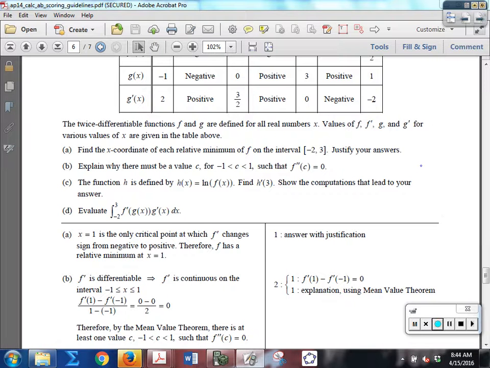I could do it if it's not. Like if this right here, whatever this slope is right here, there has to be some value where the slope of the tangent line is equal to the slope of the secant line. So that's what the mean value theorem is. And it has to be somewhere between this x value and this x value. So right here, by the mean value theorem, there's at least one value in there where that's equal to 0.